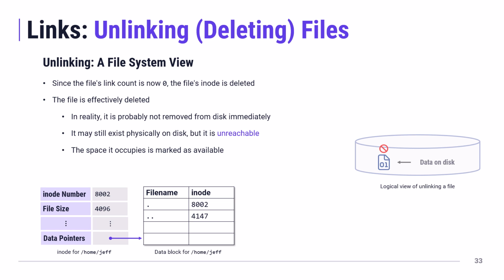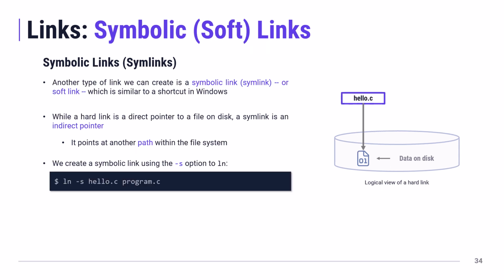It's probably kicking around. The file system's not going to immediately overwrite it or zero it out, but it's no longer reachable. We have no links to it anymore, so it's effectively deleted, and the file system will mark that space as being available so that when we do another write, if we create another file, that can now be overwritten. Okay, so that's hard links and unlinking.